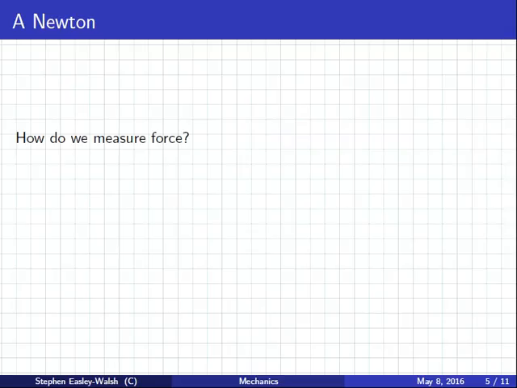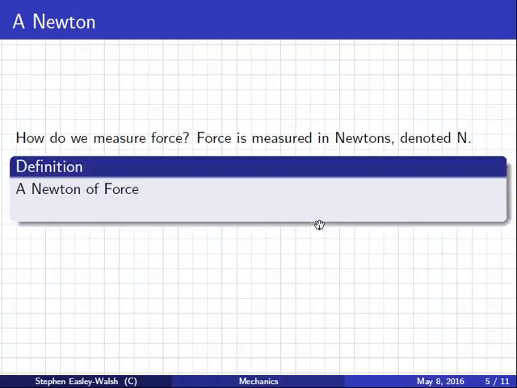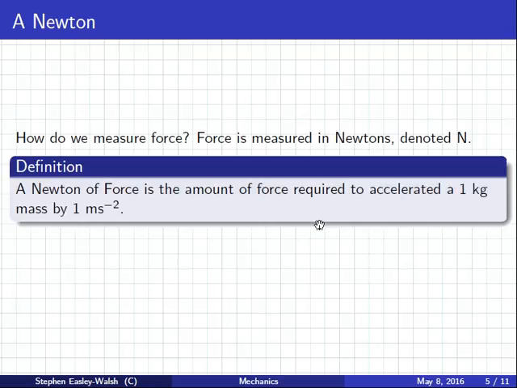So how do we measure force? Well, the unit we use is called the Newton, and the letter for Newton is N. The definition of the Newton is the amount of force required to accelerate 1 kilogram by 1 meter per second squared. And this definition is actually pretty common in the exam.